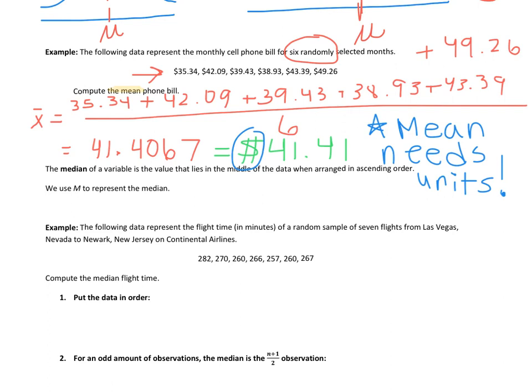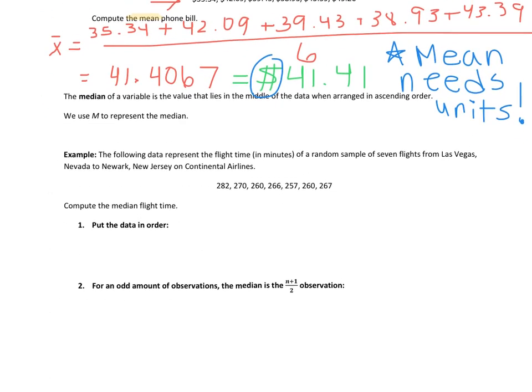All right, so next we have the median as our next central tendency. I like to think of it as the physical middle, like the median of a highway. So the median of a variable is the value that lies in the middle of the data when arranged in ascending order. And we use capital M to represent the median. So again, median, think freeway. Okay. So let's find the physical middle.